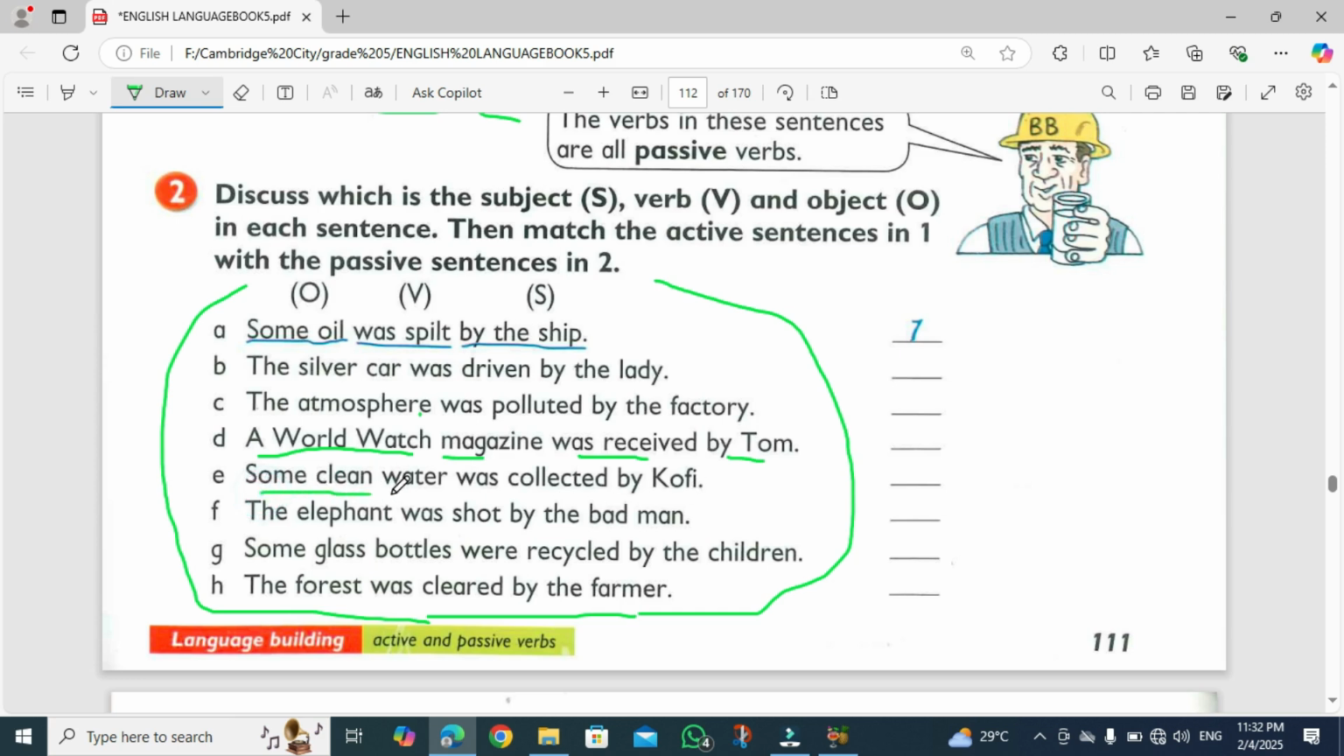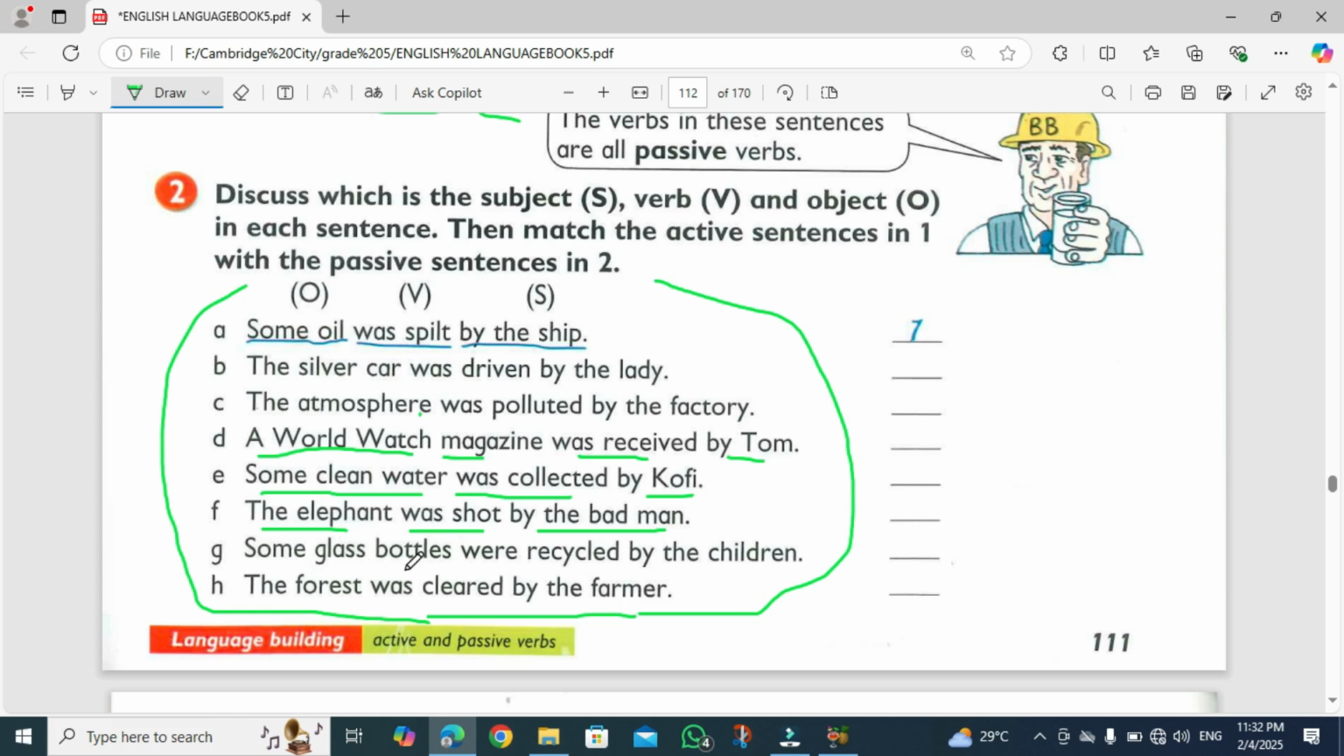Some clean water, this is object. Was collected, this is verb. And by coffee, this is the subject. F. The elephant was shot by the bad man. The elephant, this is the object, was shot, this is the verb. And by the bad man, this is the subject.